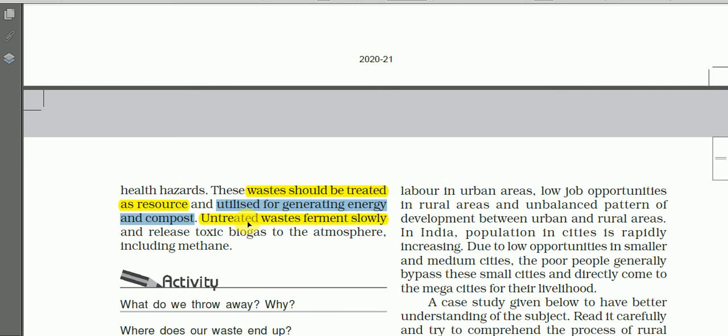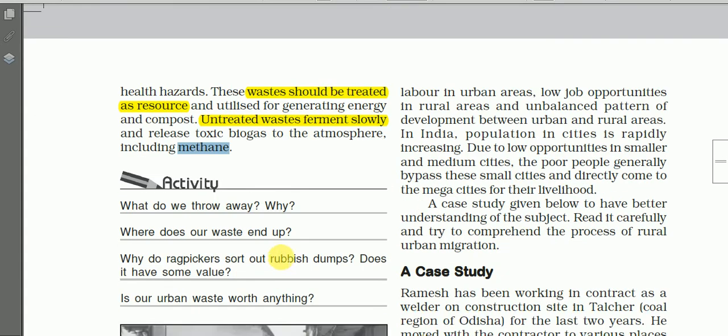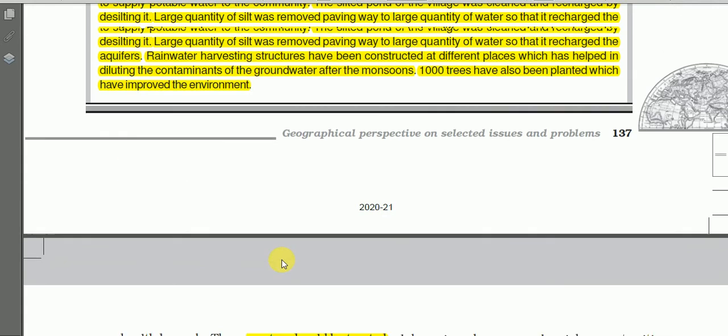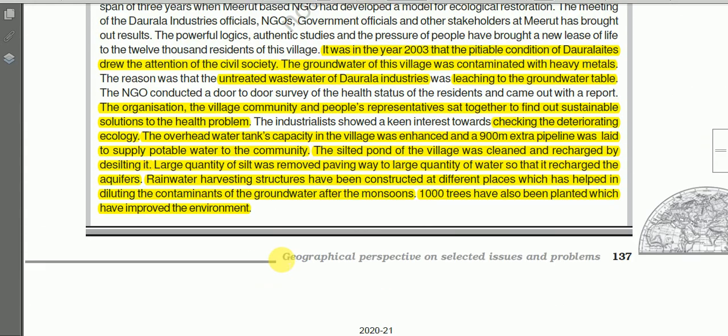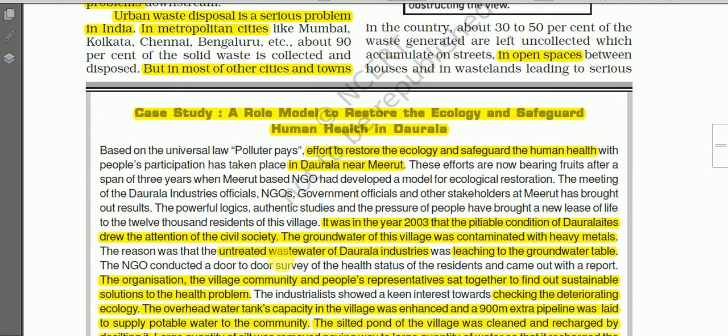And untreated wastes ferment slowly. This untreated waste material decomposes very, very slowly, and releases toxic gases, biogas, to the atmosphere, including methane. Methane is highly inflammable. It's very dangerous also. So this is about the problems created by solid waste disposal.